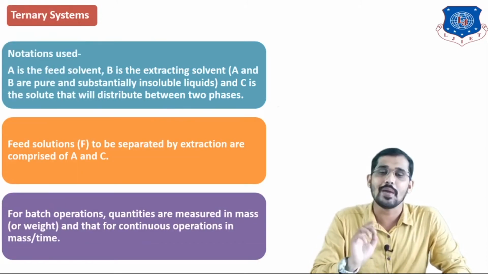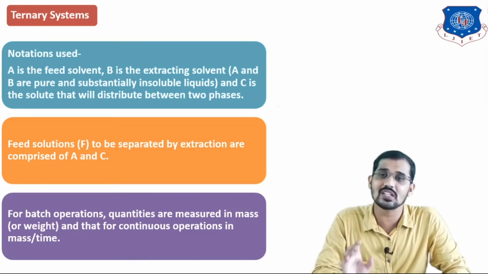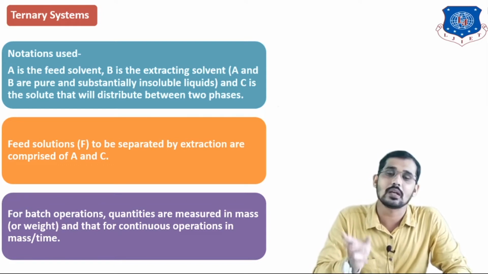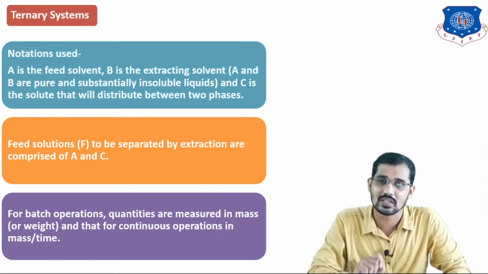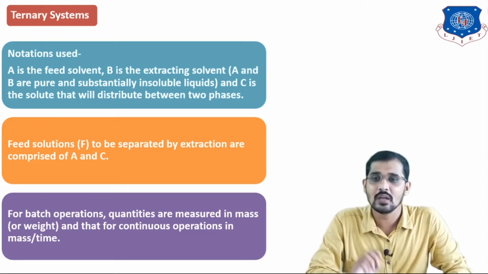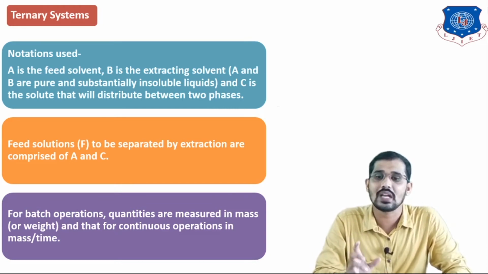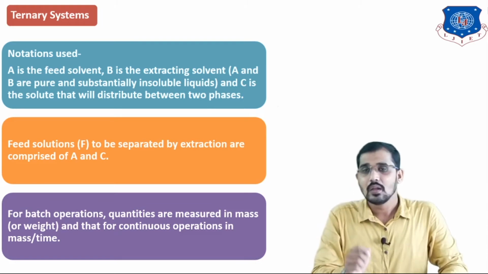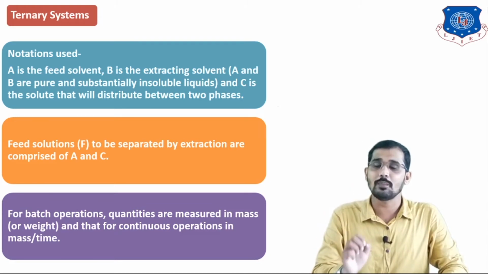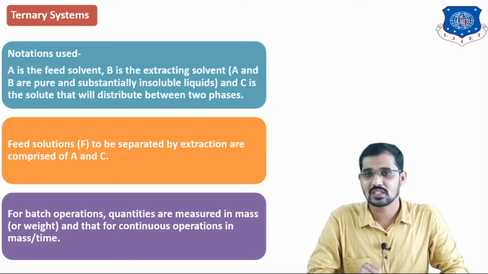And lastly, there are batch operation and continuous operation. I told you in batch operations, notations are represented in mass, but in continuous operation we represent all these notations as mass per time. You can see this is the last point. For batch operations, quantities are measured in mass or weight, and in a continuous operation they are measured in mass per time. Whatever quantities and notations we are considering here are only in mass or weight for batch operations, and are represented as mass per time in continuous operations.